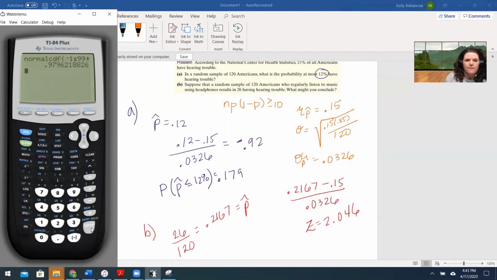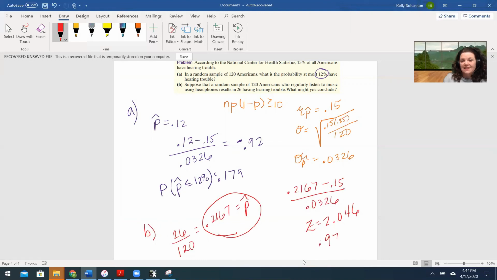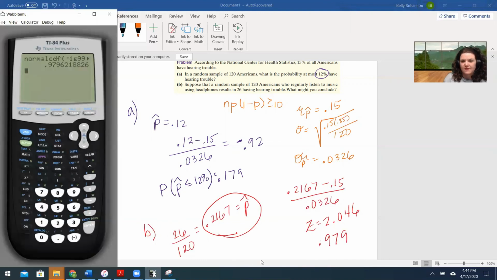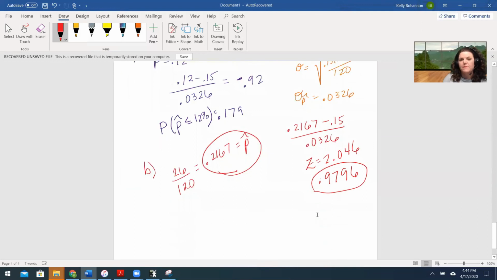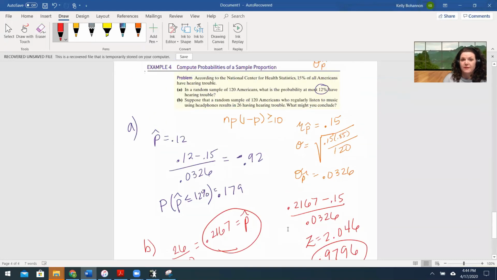Remember that the data we're looking at is about the samples that I've taken. Basically this is saying that about 98% of the time, when I take this particular sample of 120 people, it is going to be less than that value. Or, looking at it the other way, only 2%, or 2 out of 100, are going to have more hearing trouble than that. But that's of the samples that I take. So that's the interpretation.